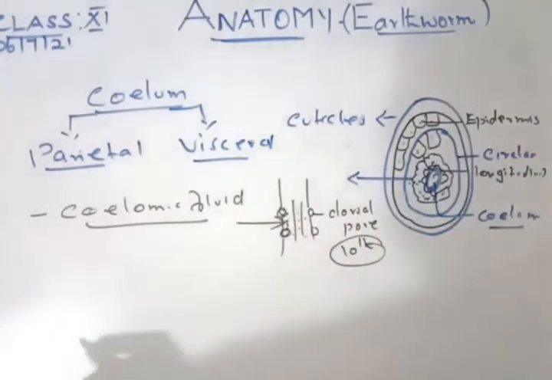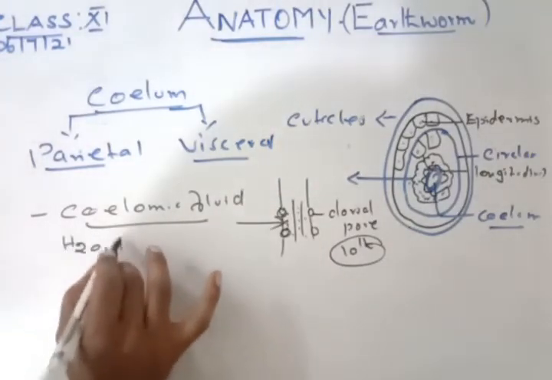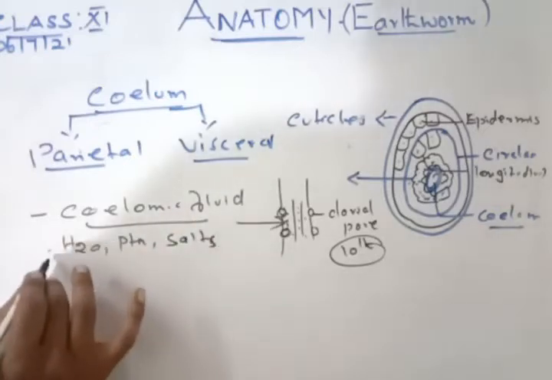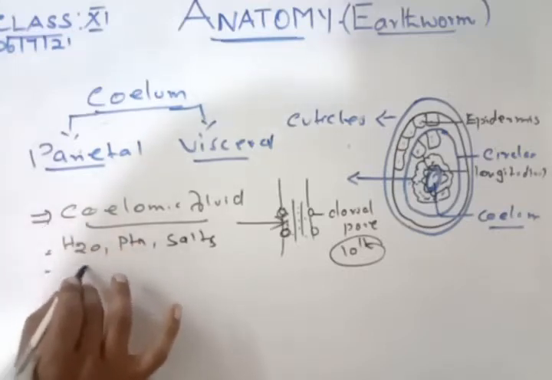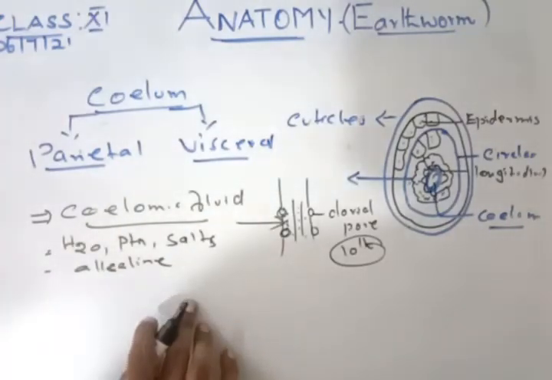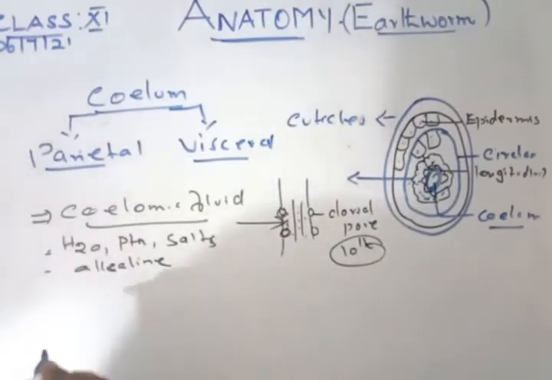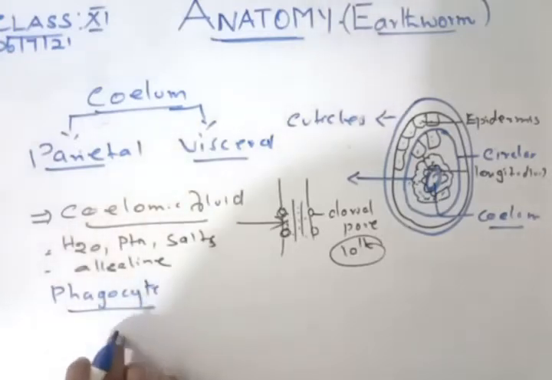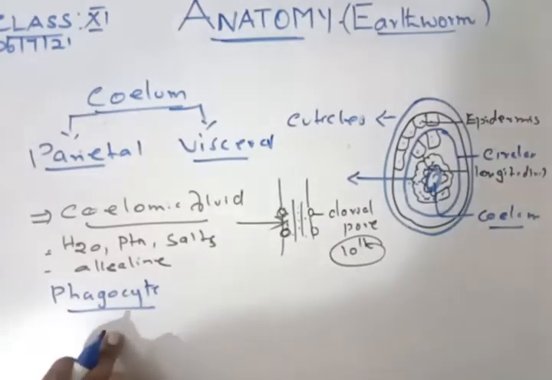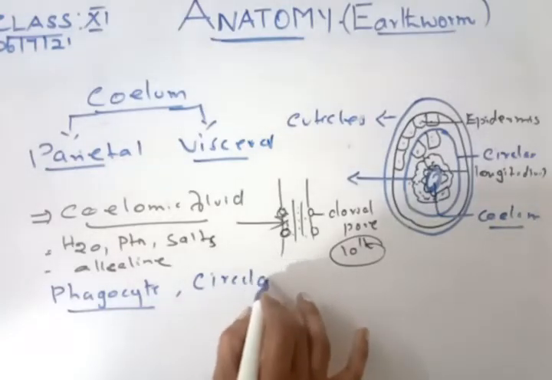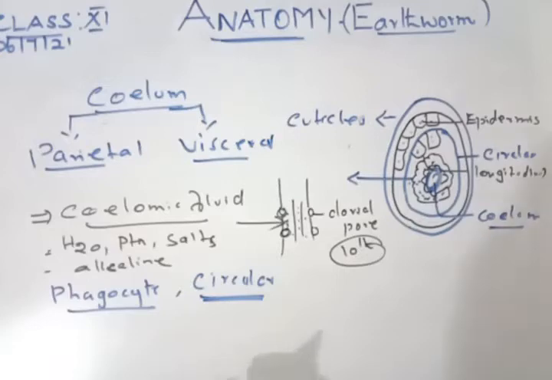Now this coelomic fluid consists of water, proteins, and a little salt. It is also slightly alkaline, and it consists of certain cells inside, and these cells are phagocytic cells. Phagocytes are involved in engulfing and destroying microorganisms. The second one has some cells called circular cells, but we are not sure about their function till now.